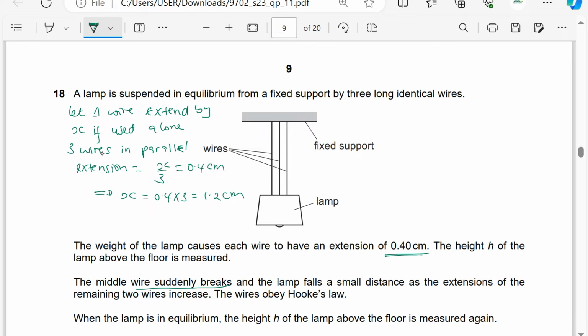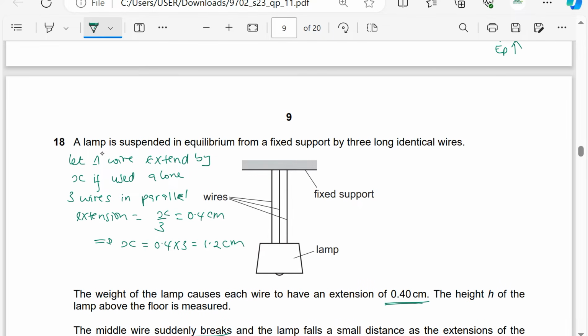Now one of the wires breaks suddenly. We remain with the two wires. So two wires in parallel. For two wires in parallel, the extension will therefore be x divided by 2, which will be 1.2 divided by 2, which I think is 0.6 centimeters.